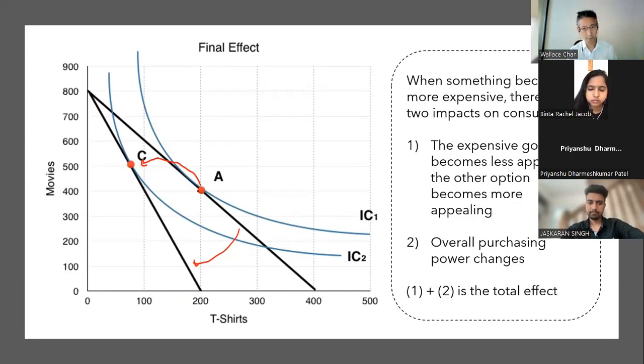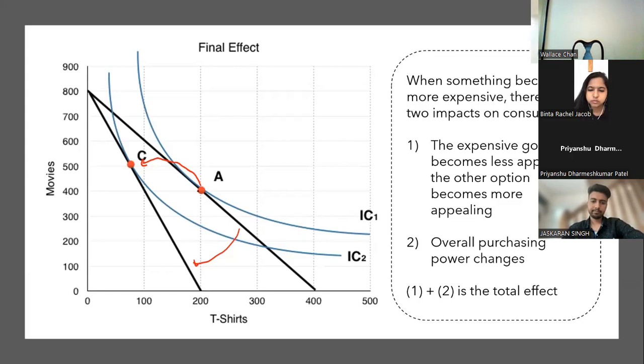So previously, remember, let's say the price of movies was $5, the price of a t-shirt was $10. So a t-shirt was 2 times as expensive. Now, when the price of the t-shirt doubles, the t-shirt becomes 4 times more expensive. So number one, you become less attracted to t-shirts, but you could also become more attracted to movies because, compared to t-shirts, a movie is now much cheaper.